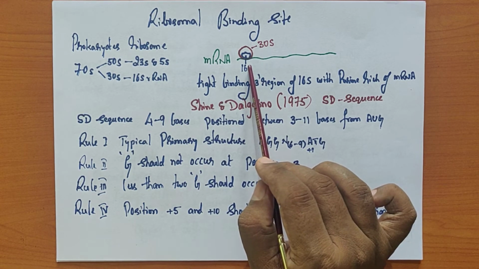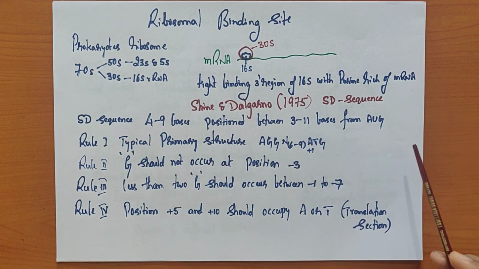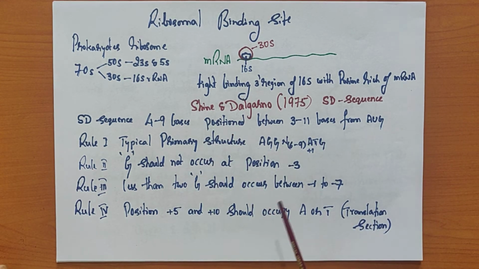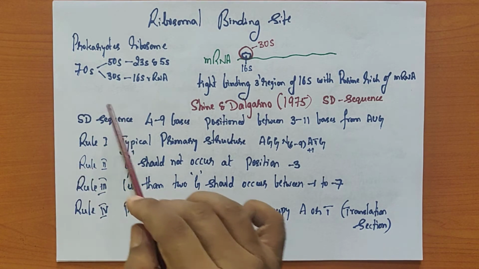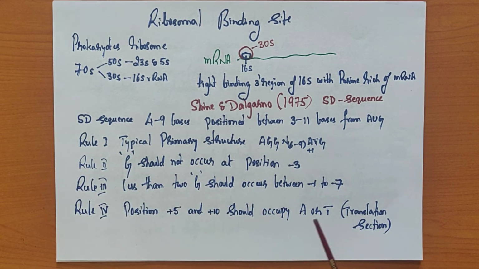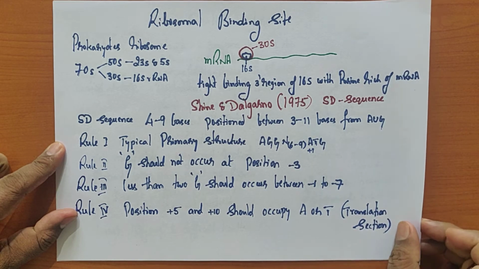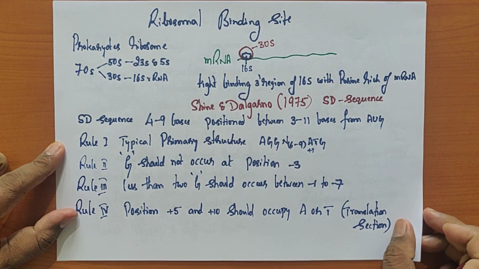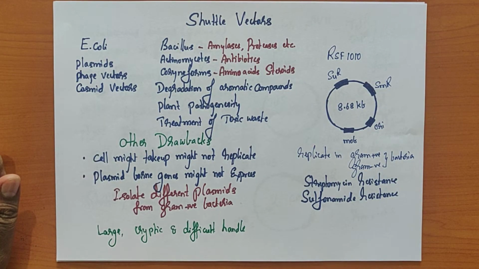Now the ribosomal binding site, its interaction has been extensively studied with various ribosomal binding sequences by Shine-Dalgarno. So we also call this an SD sequence, and these are all the important salient features essential to become a very good ribosomal binding site. So these are all the things required for an expression vector. Next we will discuss the shuttle vectors.